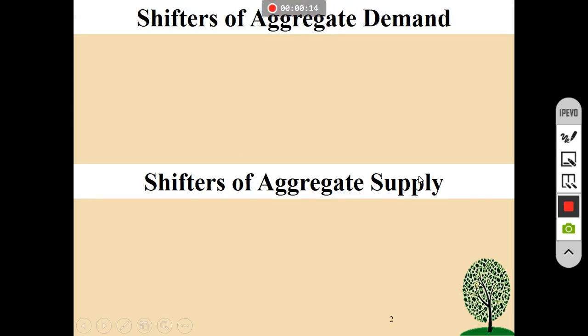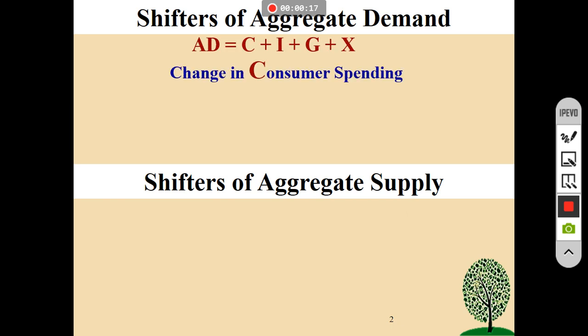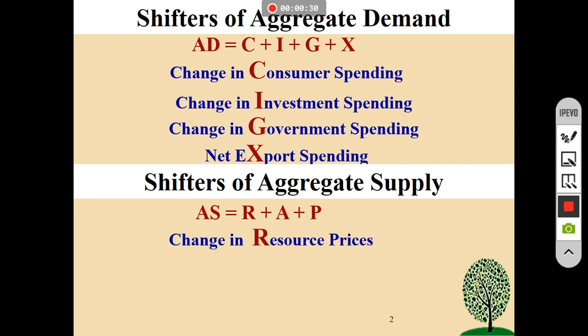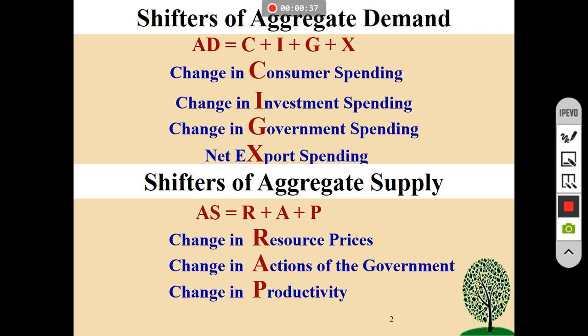Just a review: shifters of aggregate demand are the pieces of GDP, right? So consumer spending, investment spending, government spending, and net exports. Shifters of short run aggregate supply is RAP, R-A-P. So resource prices, actions of the government, which is not government spending, it's different, and productivity.